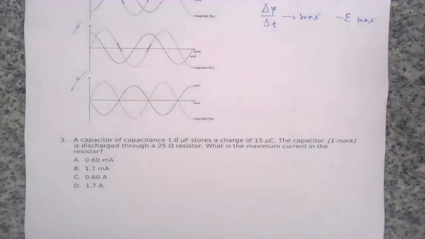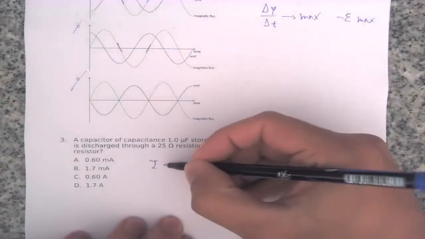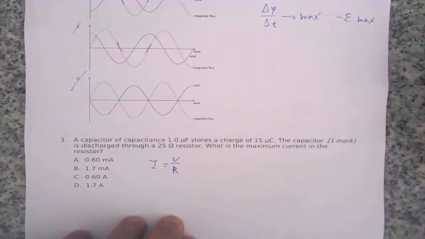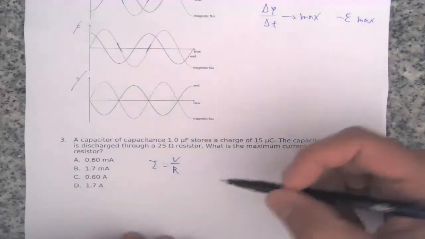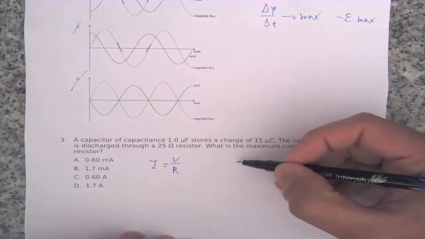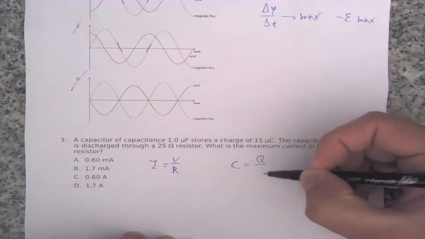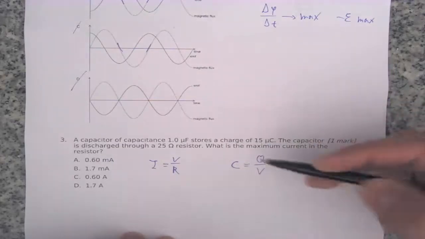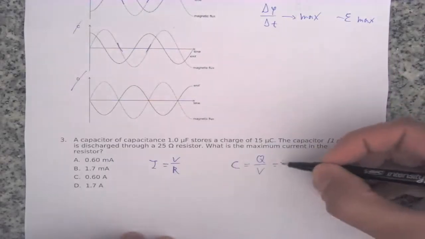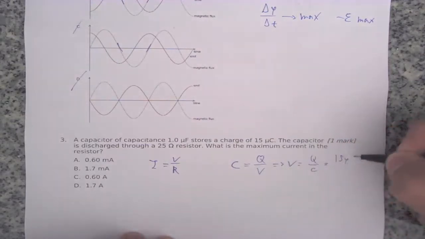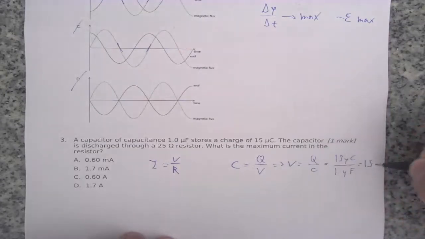So what we have to do here is work with the formula for current from Ohm's law, which says that current is the potential difference divided by the resistance of your element. You know here that you have the capacitance and also the charge of the capacitor. With this formula you can find the potential difference. If you solve for V, you have Q over C, so it's 15 microcoulombs over 1 microfarad. This will give you 15 volts.